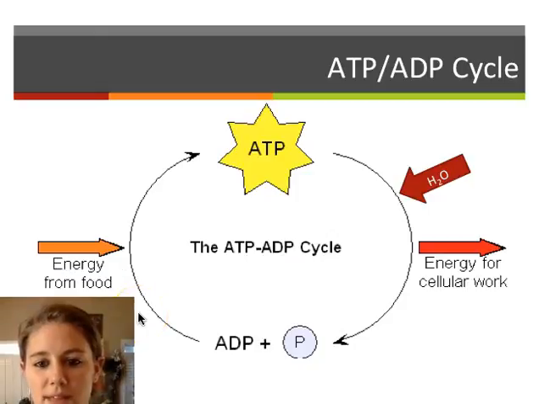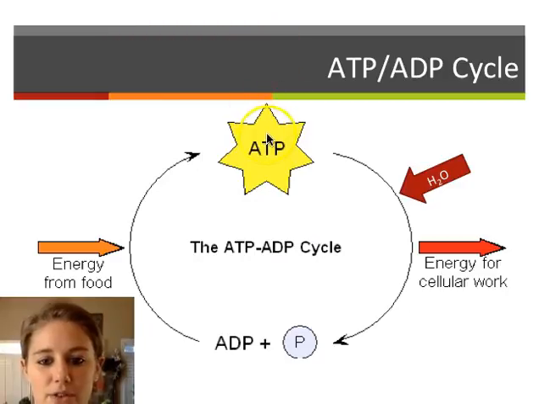So here we have the ATP-ADP cycle. What you're going to need to do here is draw this cycle as well as write down what is happening. So I'll give you a minute to draw that down, and then we will go ahead and talk about what this cycle means. We're going to start here at ATP.